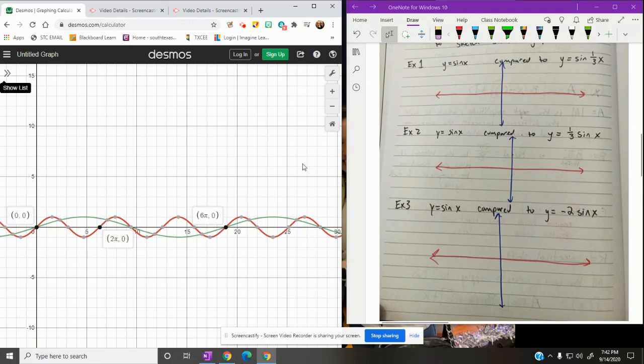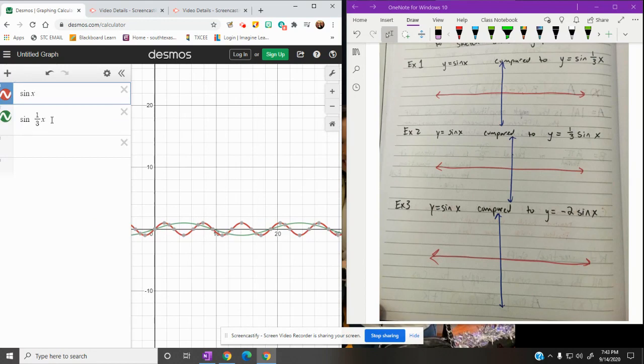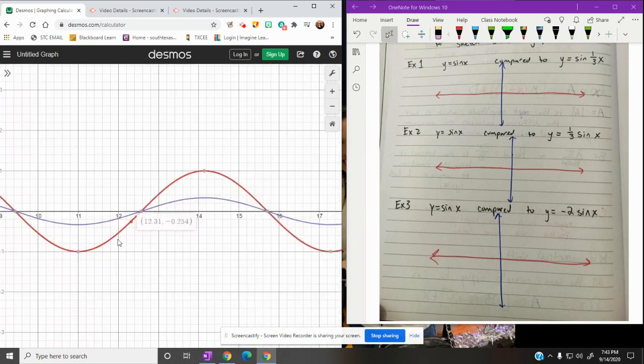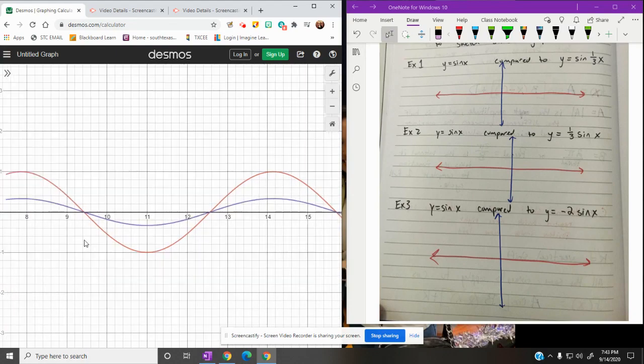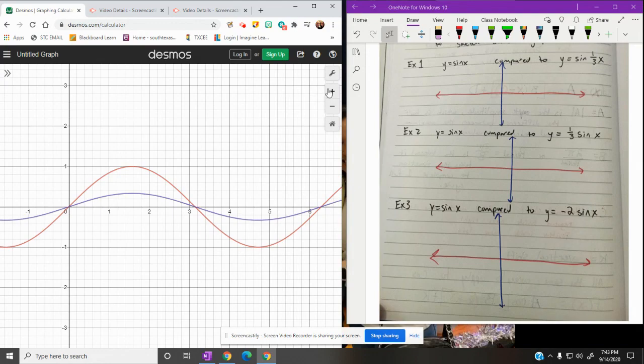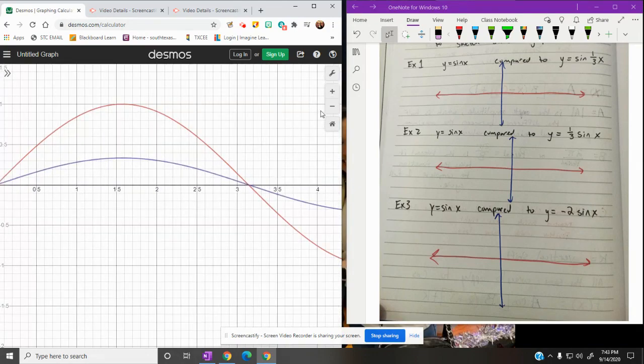So now, what if the 1/3 was not on the x, but it was in front of sine? How does that make a difference? Okay. Now we're going to have 1 divided by 3 sine of x. And what does that do? So let's kind of zoom in a little bit. There it is. So what does that do?